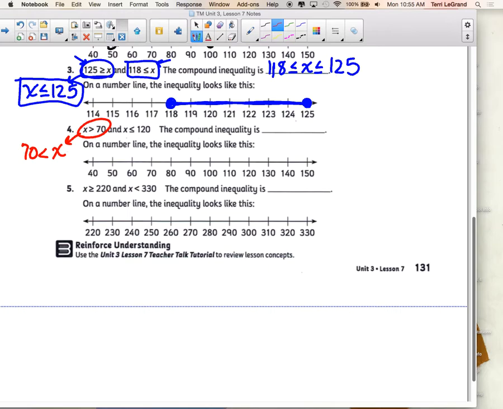Do we need to rename the other one? X is less than or equal to 120? No, because the 120 that we need at the other end is already on the right. So we're going to take our first one that we renamed, 70 is less than x.